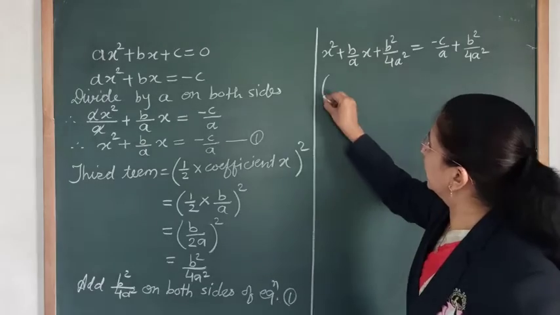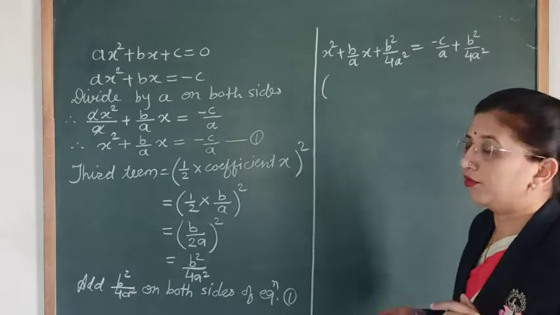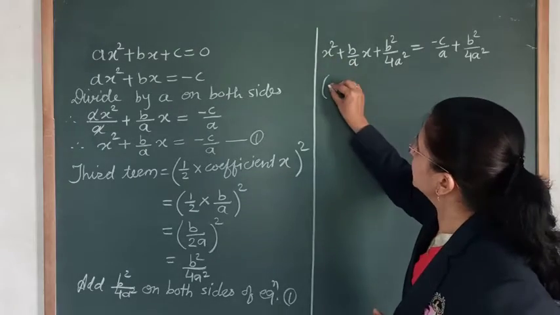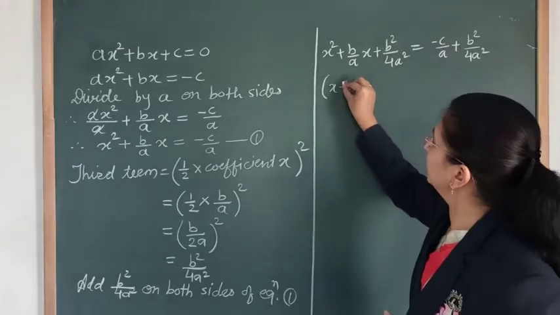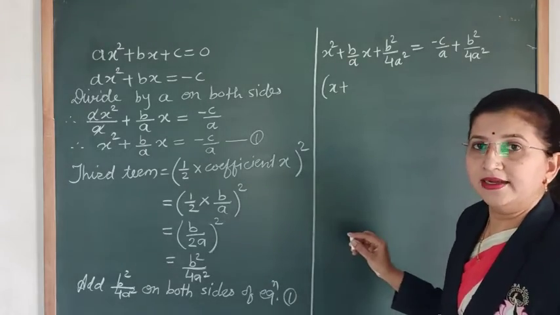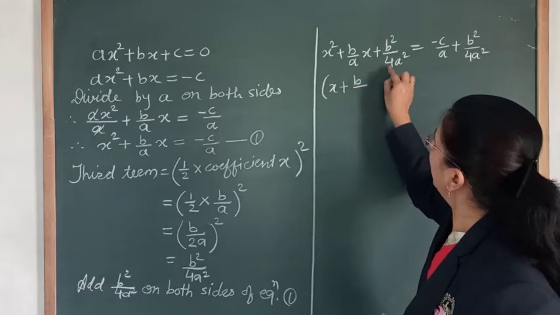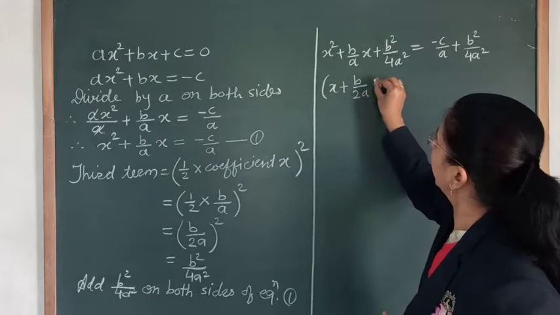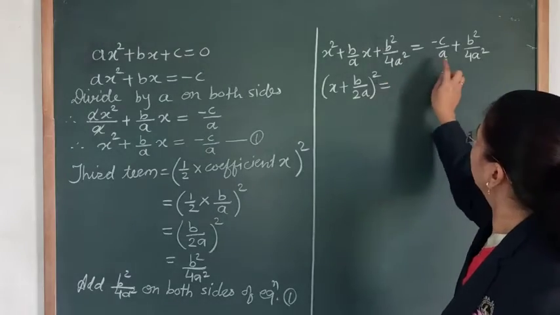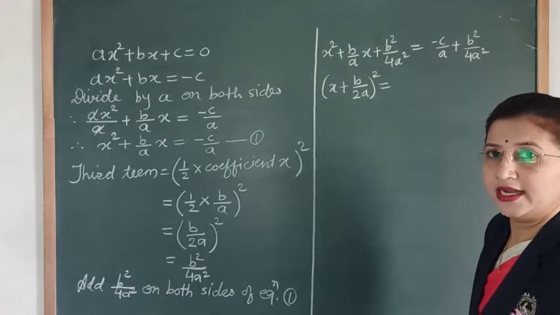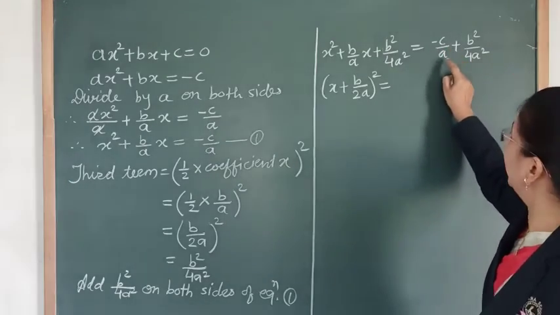Now let's write down, this is the expansion of which bracket. For that we have to write the square root of the first term, that is x, give the sign of the middle term, that is plus, and write the square root of this third term, that is b upon 2a bracket square, is equal to, now the RHS. In the RHS we have to add this.